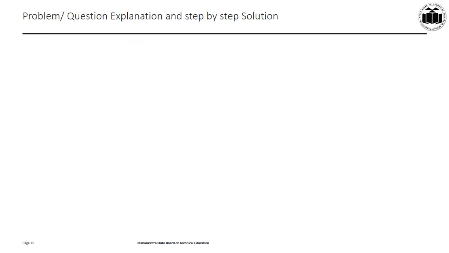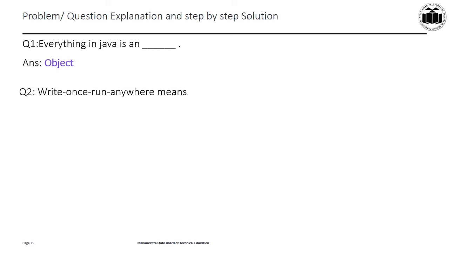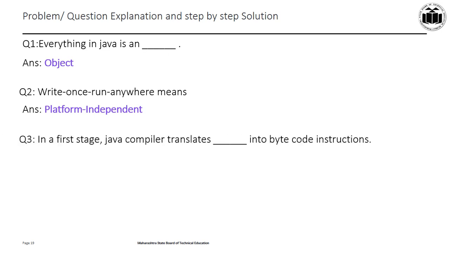We take a quick review based on today's session. A first question for you. Everything in Java is an? The answer is object. Second question for you. Write once, run anywhere means platform independent. Third question. In the first stage, the Java compiler translates dash into bytecode instructions. So the answer is source code. Thank you.